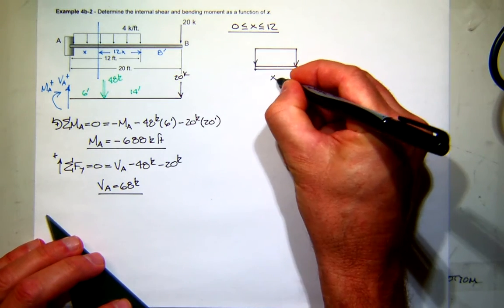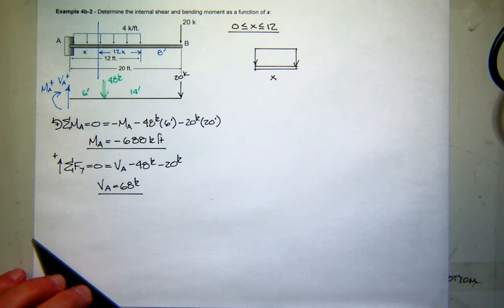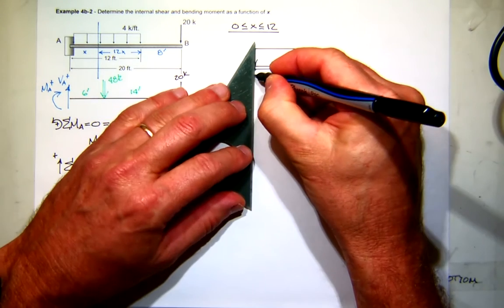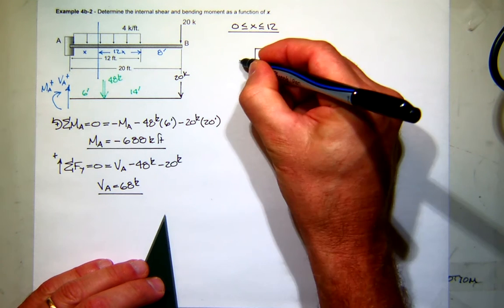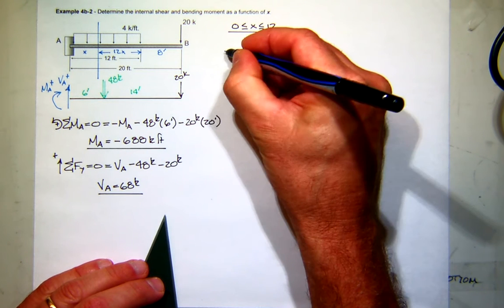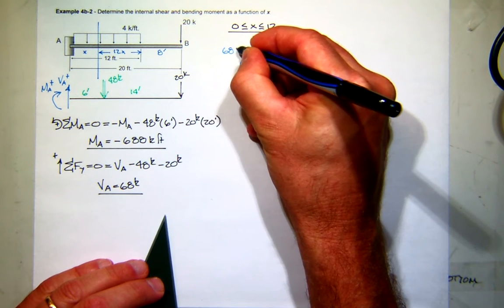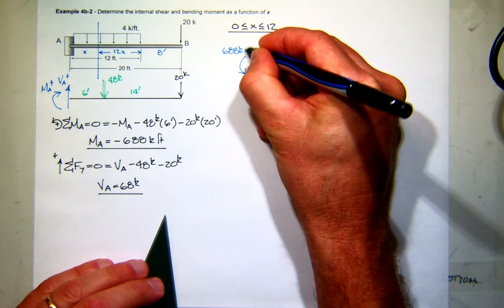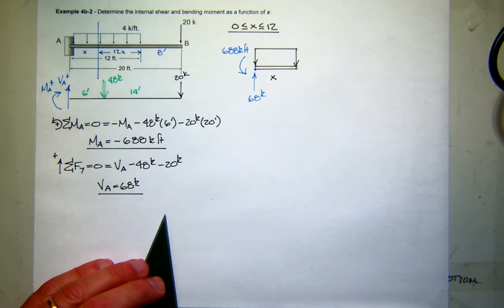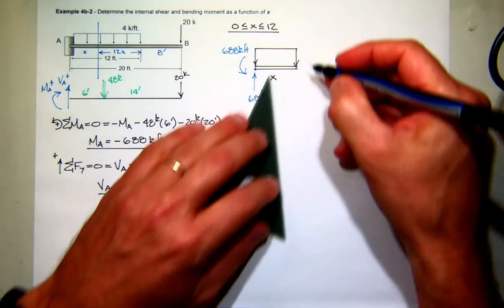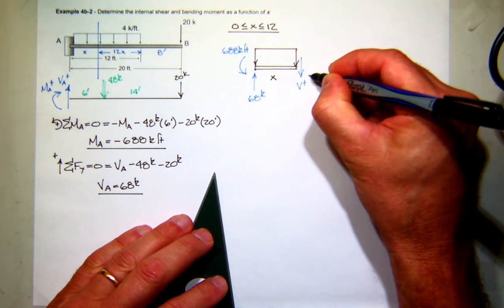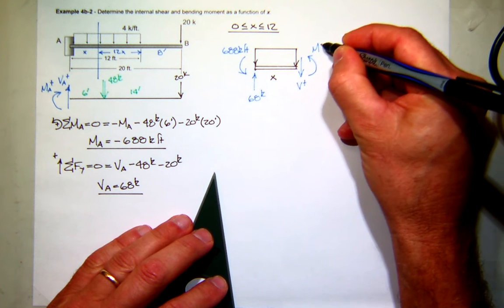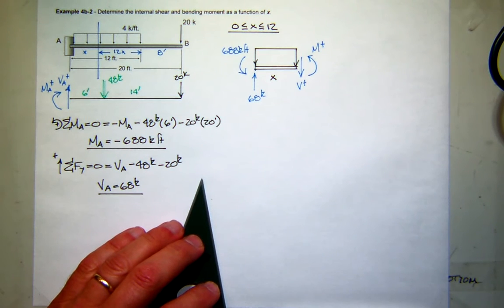So right now that's a distance x. My reaction on the end is I have a shear force acting up of 68 kips, and I have a negative bending moment of 688 kip feet. And then I'm going to come and assume that I have positive shear and positive bending moment, which are the things I want to find.